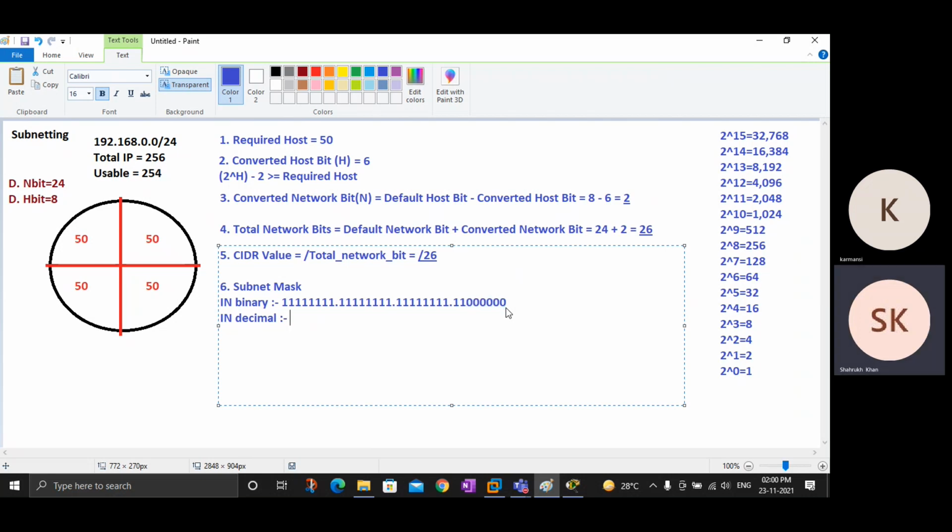And once we have the value in binary, we just need to convert it to decimal. So convert it and tell me the value, like what we'll get in decimal if we convert this subnet mask, which is available in binary format.